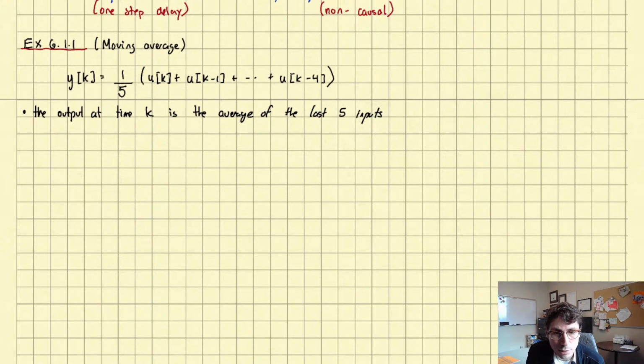Of course you can change the number of points you want to take the average of. So you could do a 20-point average. So now consider a 20-point moving average.